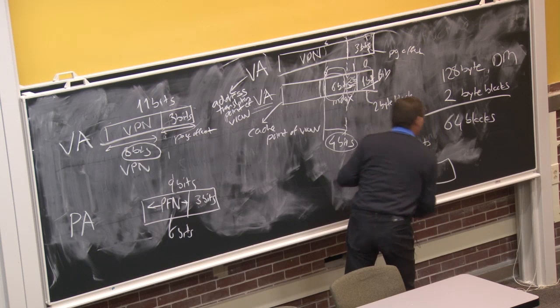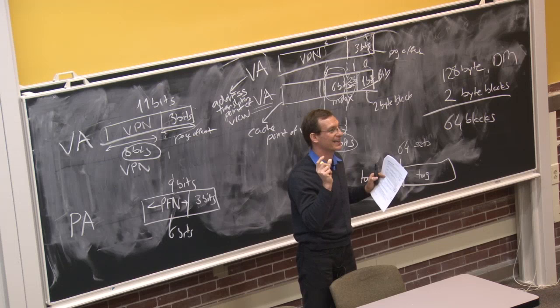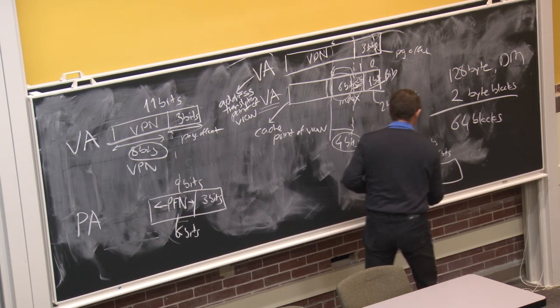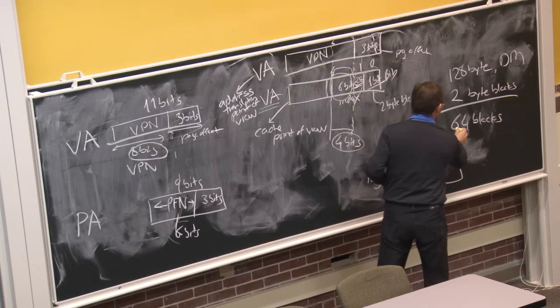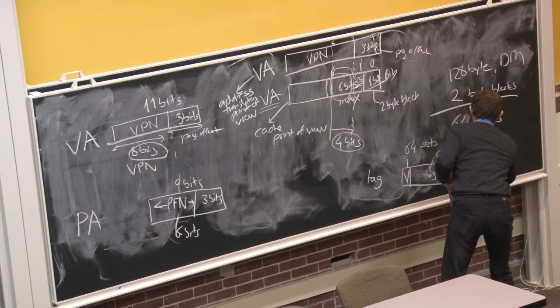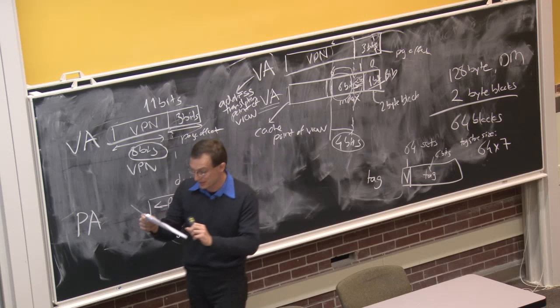We said this is virtually indexed, physically tagged, which means that the physical frame number is your tag. What is the size of the physical frame number? Well, we figured it out here, 6 bits. So your tag is 6 bits. So you have a 7-bit tag store entry, and you have one tag store entry for each block. So it's 64 times 7. That's the size of the tag store. And that's the answer to question 6. Looks like I got it right.